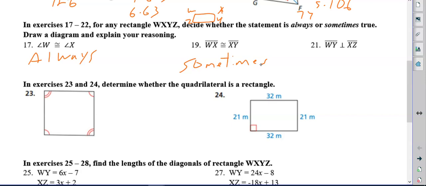WY and XZ are perpendicular. Well, those are the diagonals. If it's a classic rectangle, no. If it is a square, then yes. So sometimes.